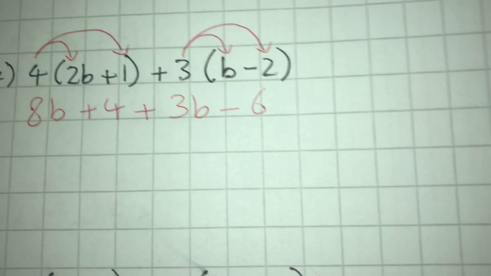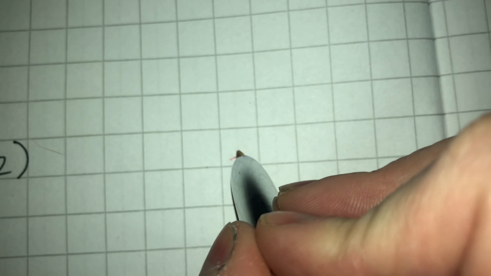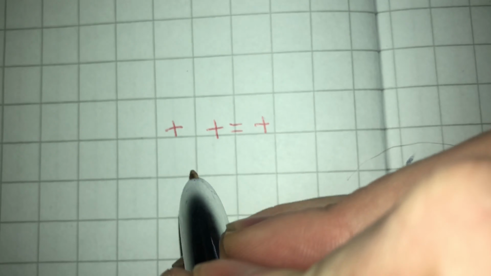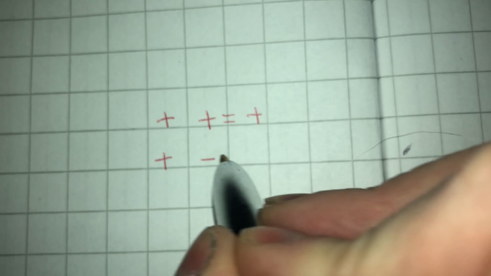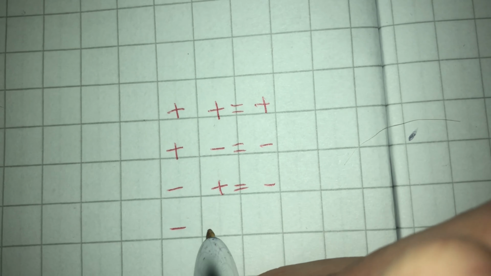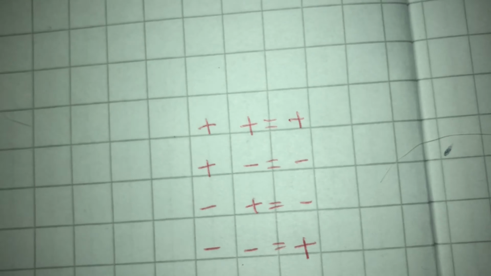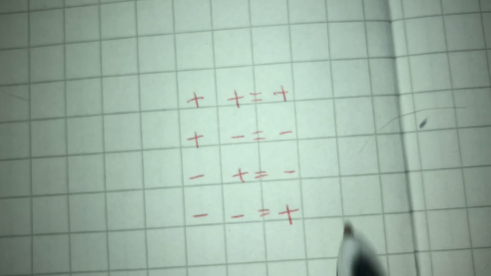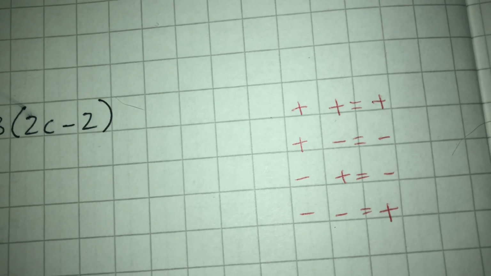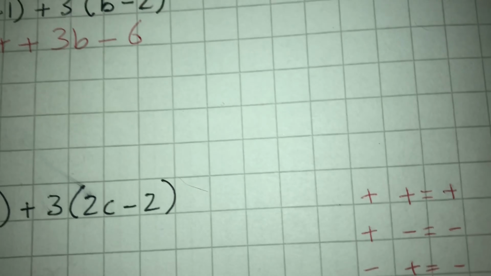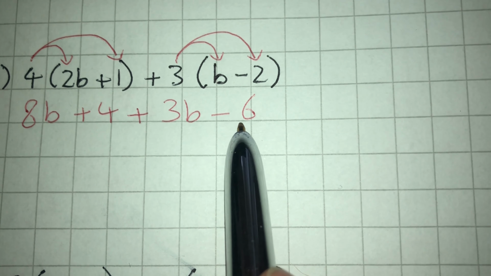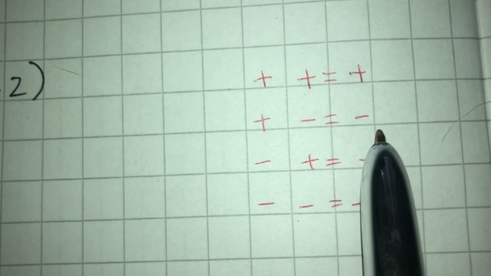Just in case you need a reminder, when we're multiplying or dividing terms, if we multiply two positives, we get a positive. If we multiply a positive times a negative, we get a negative. A negative times a positive is a negative, and two negatives together gives us a positive. Okay? If you need a reminder on that, that is on the video where we look at multiplying terms in algebra. All right? So here we multiplied a positive times a negative, which is why we get a minus 6. Positive times a negative is a negative.